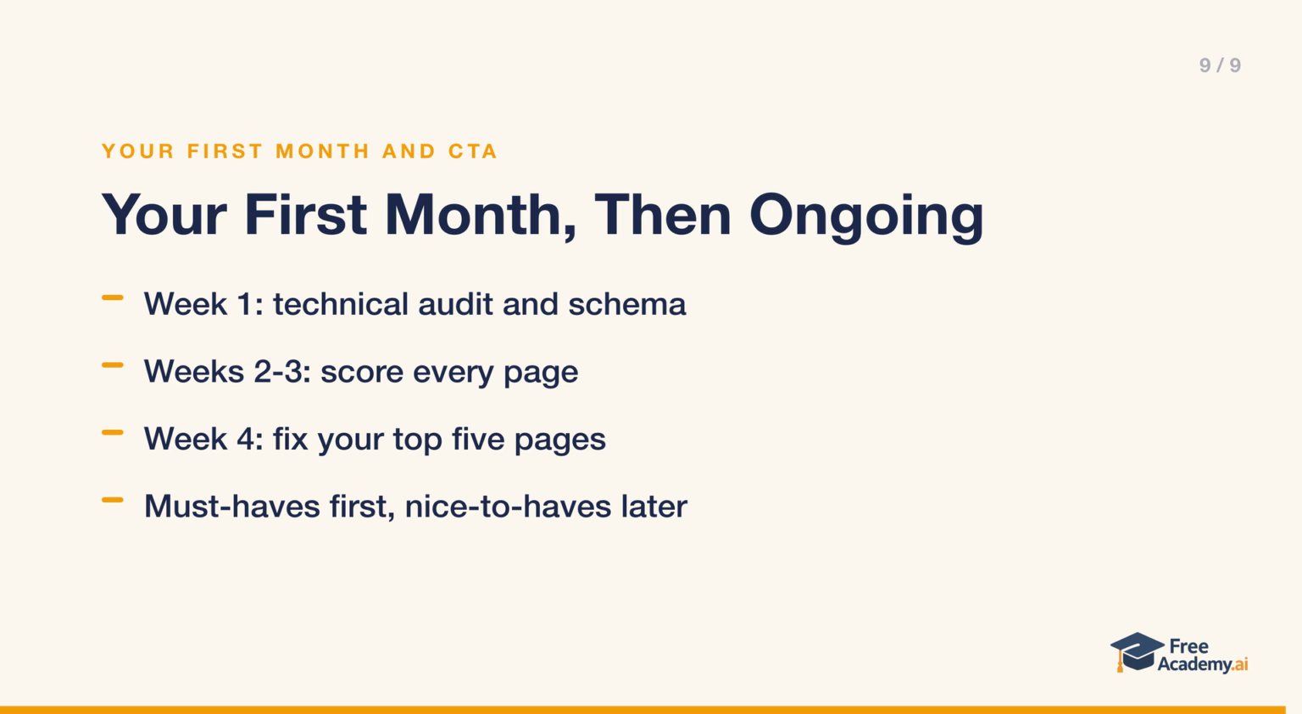Week 4 is Priority Updates. Update your top 5 pages for citability, add author credentials, include specific statistics, and improve structure. Then, ongoing, apply the checklist to new content and iterate based on results. If you only do part of it, do the must-haves first. Solid technical foundation, visible author credentials, specific facts on your top content, and monitoring in place.